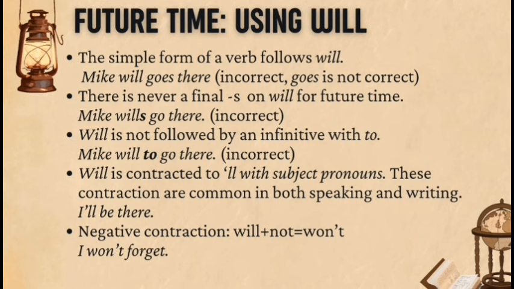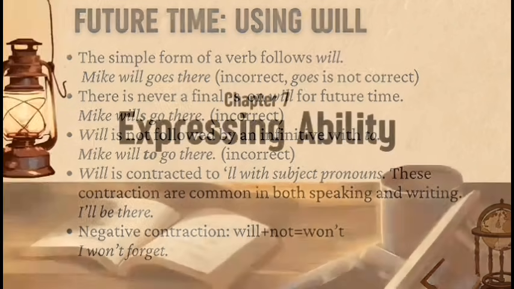Will is contracted with subject pronouns. These contractions are common in both speaking and writing. For example, I'll be there. Negative contraction: will plus not is won't. For example, I won't forget.